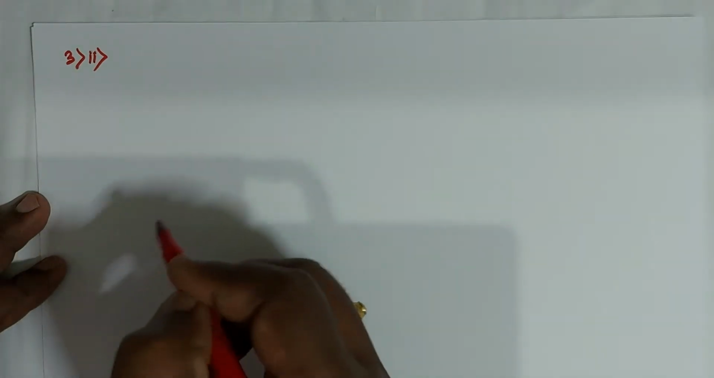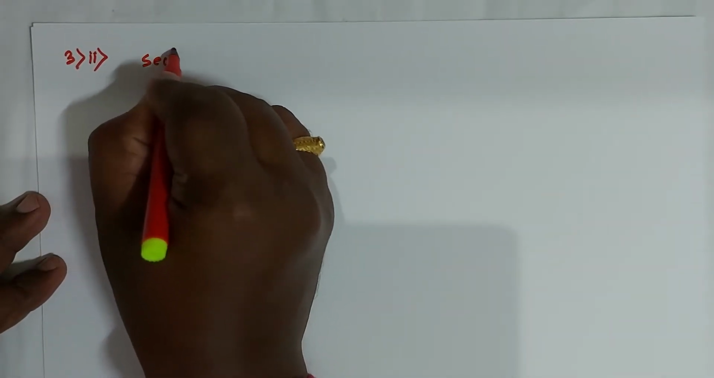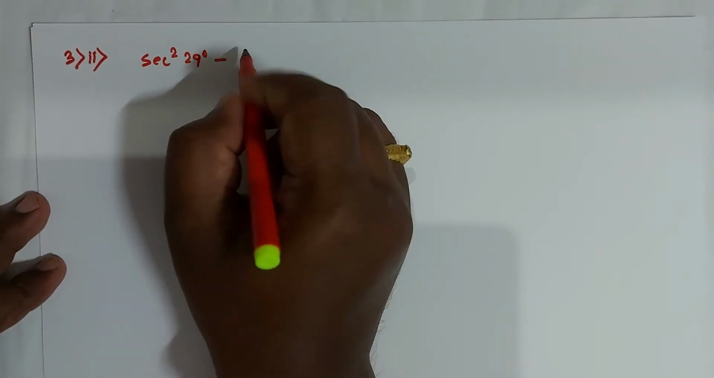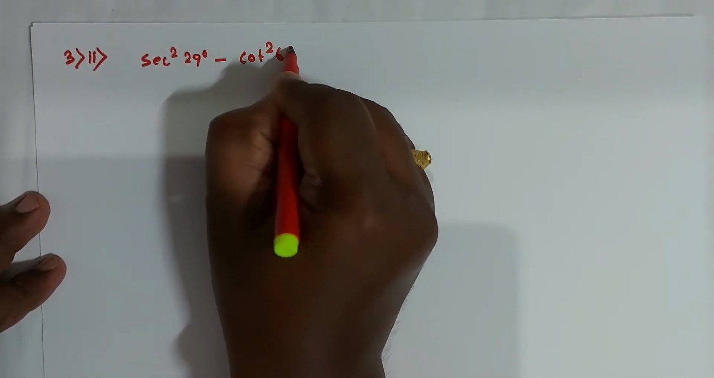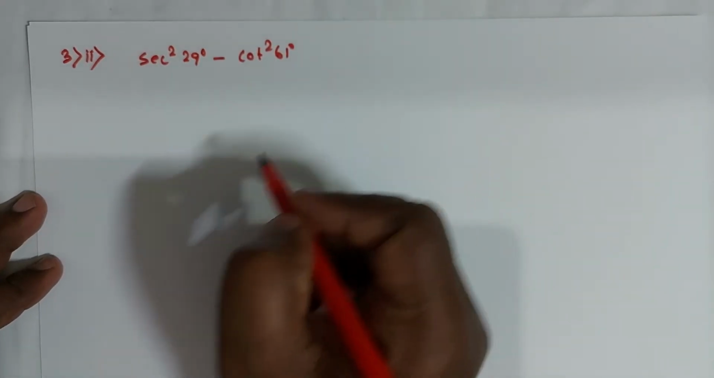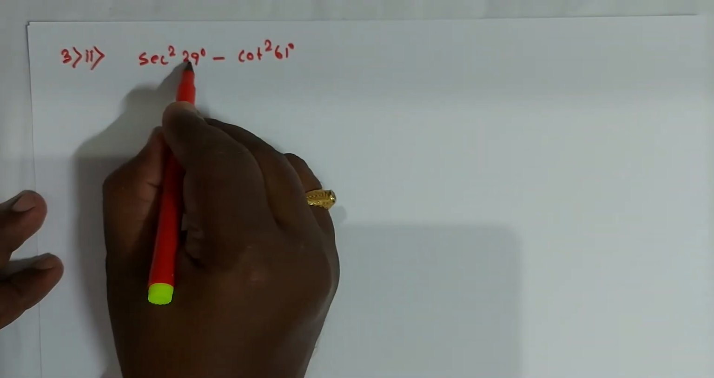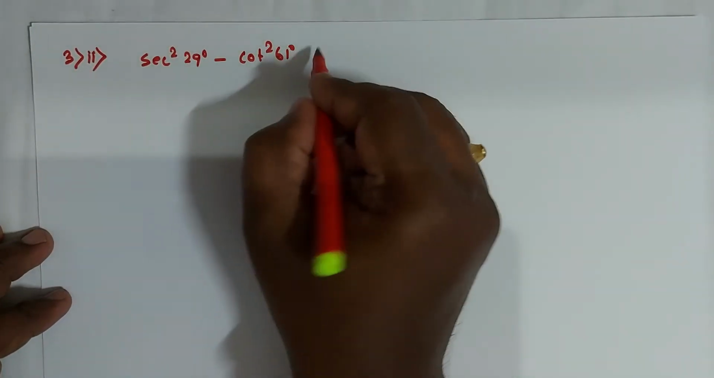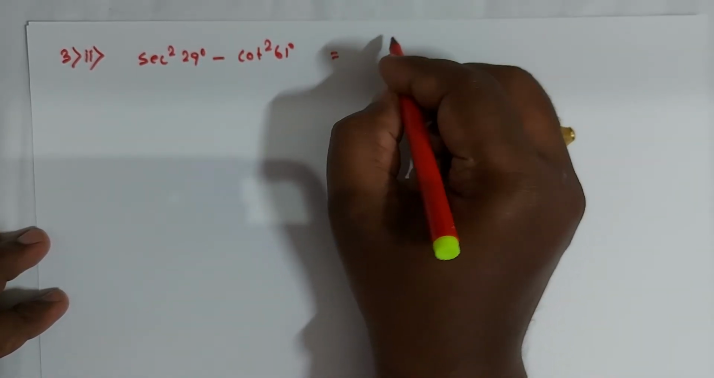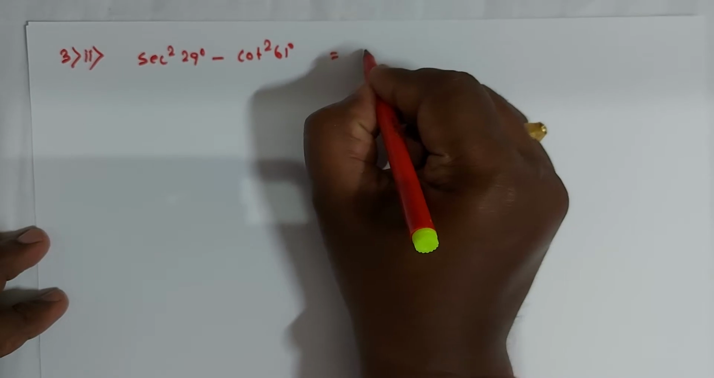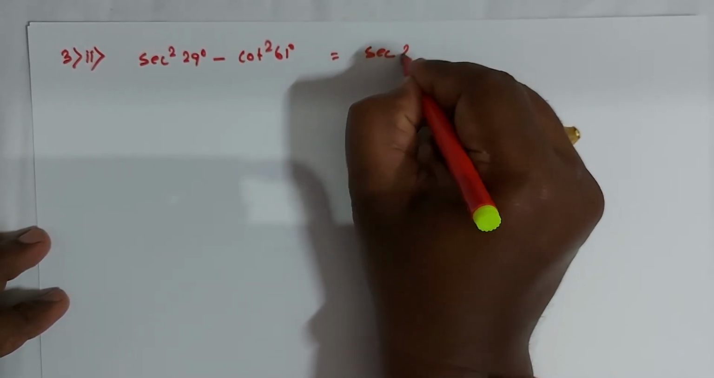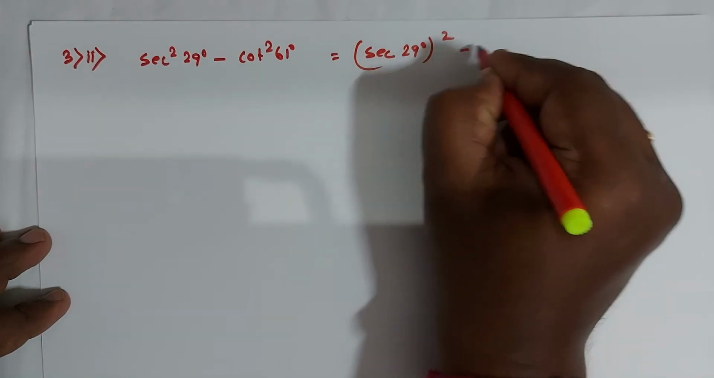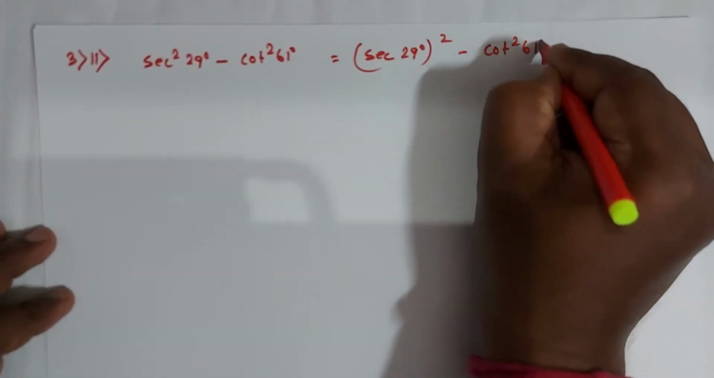Next question is question number 2 of 3. The question is sec square 29 degree minus cot square 61 degree. This equals 1. We need to prove that. So first of all, sec square 29 minus cot square 61 degree. So here sec 29 degree whole square minus cot square 61 degree.